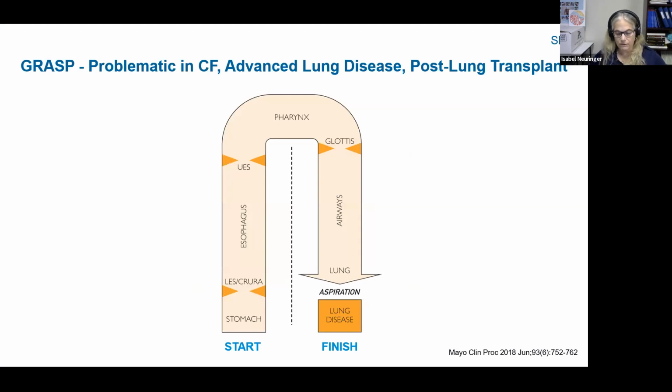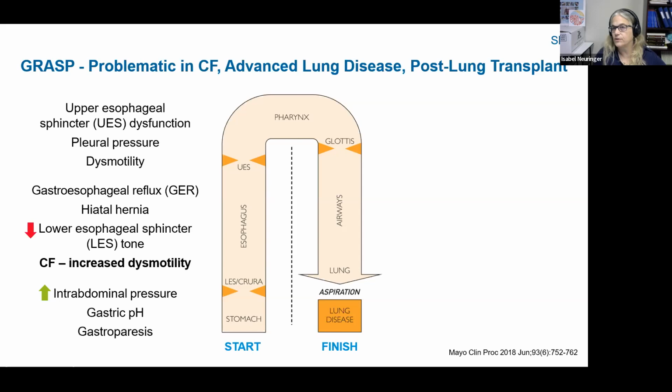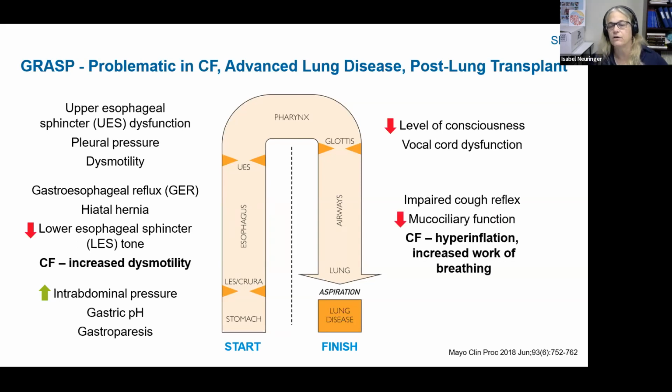This slide will show the mechanical and physiologic factors which can worsen GRASP. So starting in the stomach, we may have an increase in intra-abdominal pressure, a low gastric pH, and gastroparesis. Heading up towards the esophagus, we may run into increased dysmotility in patients with CF, problems with the lower esophageal sphincter, and ongoing dysmotility all the way up to the top of the upper esophageal sphincter as well. Progressing through the pharynx to the glottis, there also may be vocal cord dysfunction from recurrent episodes of regurgitation and reflux. This ultimately heads down into the airways.